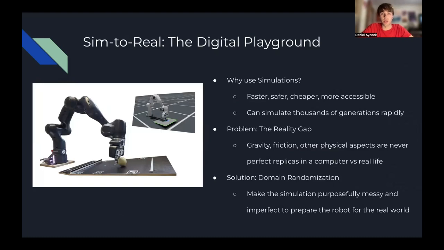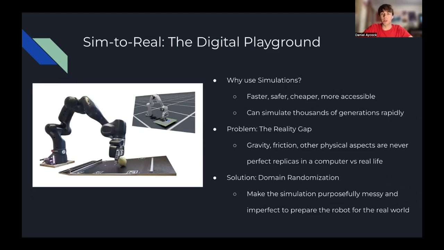Then we have simulation to reality. So the digital playground is one way to think about it. We use simulations when training robots because it is faster, safer, cheaper, and more accessible. Think about collaboration. If a bunch of engineers on one team are working on the same robot, training it is much easier if they can all use the same simulation online and they don't have to make sure they all have the same hardware, which can get really expensive, and you have to make sure it's all identical. It also allows simulating thousands of generations or even more very rapidly. So you get this evolution where it learns really quickly rather than training in real life.